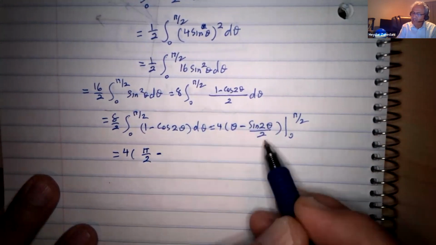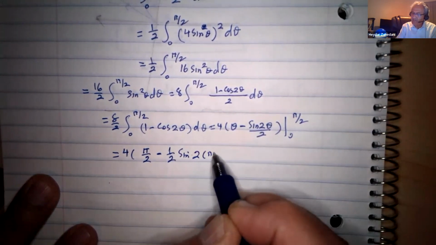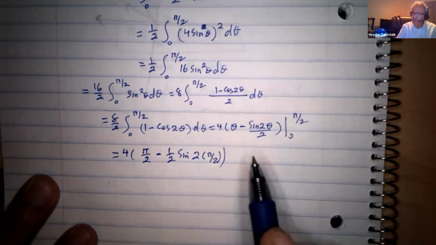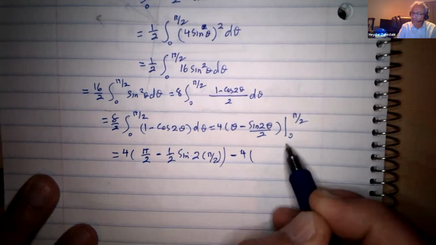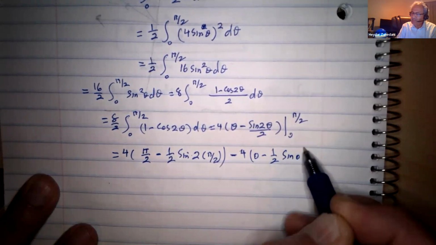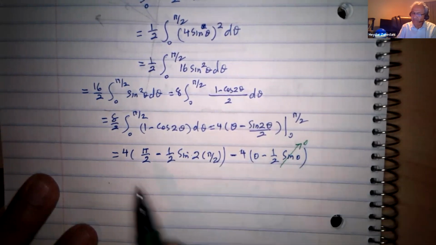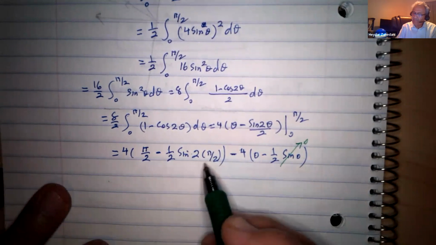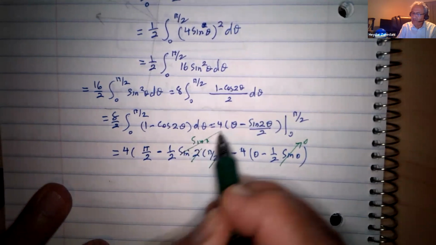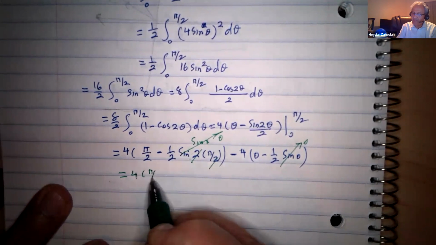Okay, minus, and this is going to be 1/2 of the sine of 2 times pi half. This is where you put the pi half, now minus 4, you repeat the theta equal to 0, 0, minus 1/2 sine of 0. Sine of 0 is 0, so the second one would disappear. So for the first part, these two would cancel out, you get the sine pi. Sine of pi is also 0. So the result is going to be 4 times pi half.